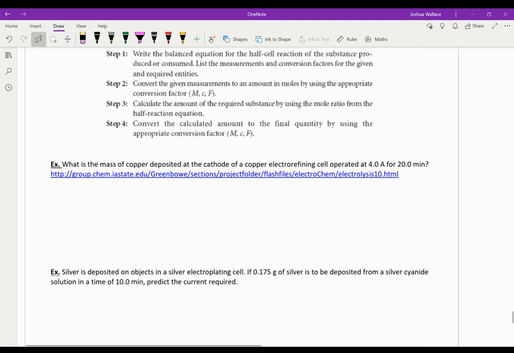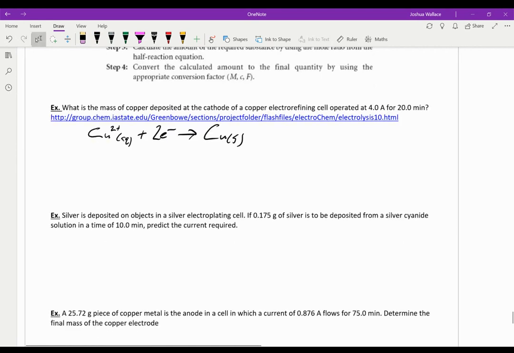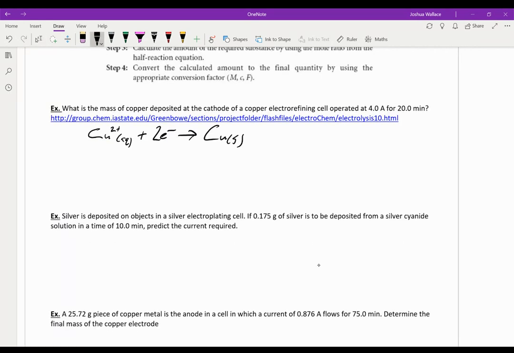So in our first example, what is the mass of copper deposited at the cathode of a copper electrorefining cell operated at 4.0 ampere for 20 minutes? So we have Cu2+ aqueous plus 2 electrons produces Cu solid. Okay. We know that I is equal to 4.0, time is 20 minutes. That is 1200 seconds.